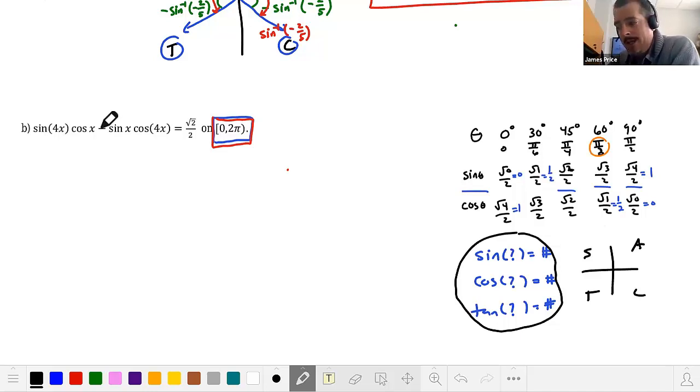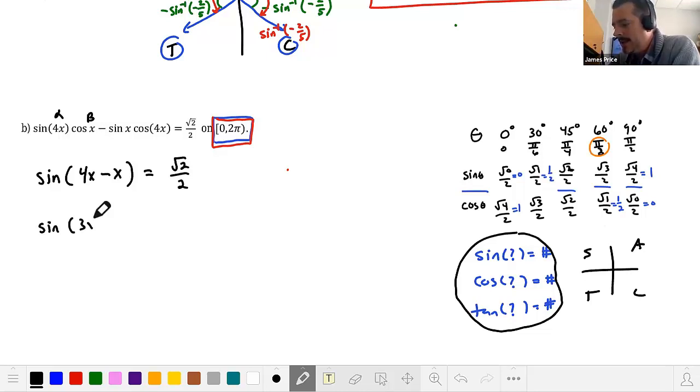So here the sine is the same. So when the sine is the same, you have a sine, and then this is probably your alpha, and that's your beta. So this is sine of 4x minus x, and you can kind of check it. Remember, sine has the same sign, so there's a minus, but something's always different. Well, that's a sine cosine. So that checks, and that's equal to root 2 over 2. And so what we get here is sine of 3x equal to root 2 over 2.